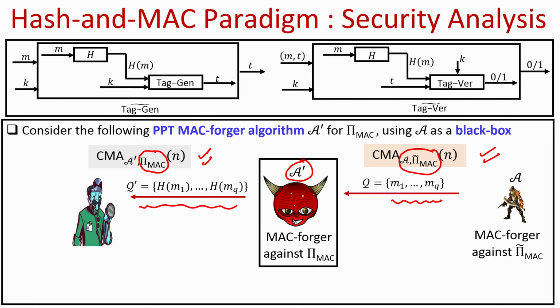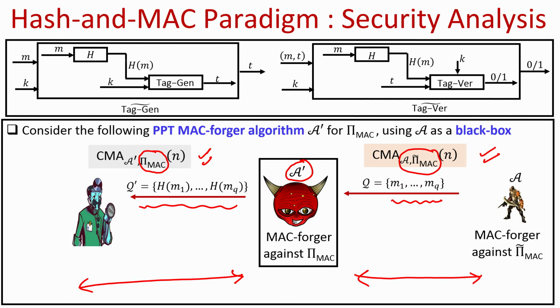So, what this adversary A dash does is it plays a dual role. On your left hand side, it is acting as an adversary, and its goal is to win an instance of the CMA game against a fixed length MAC, but on the right hand side it is acting as a verifier, and is interacting with the MAC forger against the arbitrary length inputs.